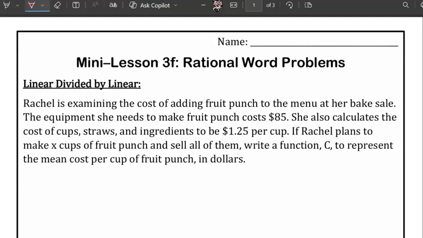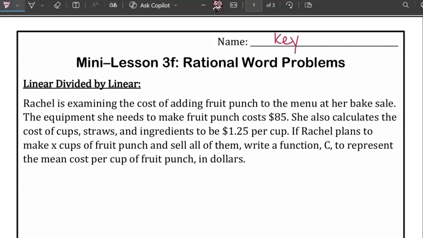Mini lesson 3F, rational word problems. Linear divided by linear. Rachel is examining the cost of adding fruit punch to the menu at her bake sale.